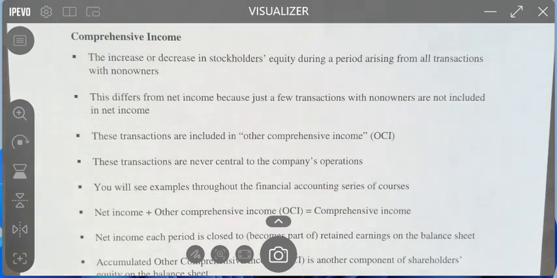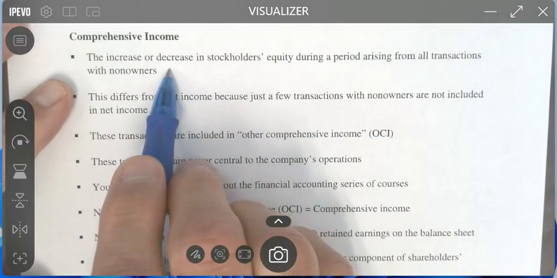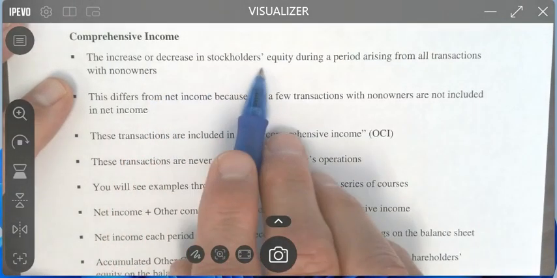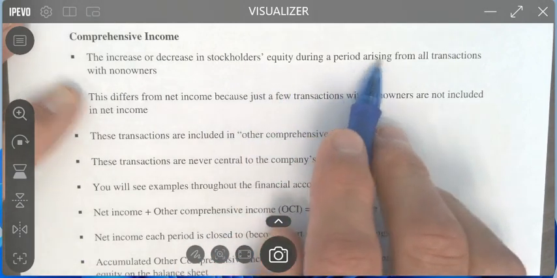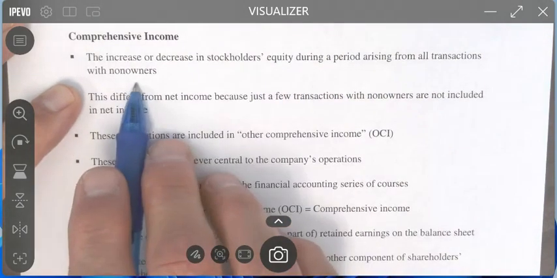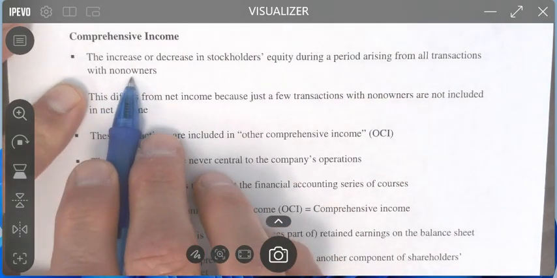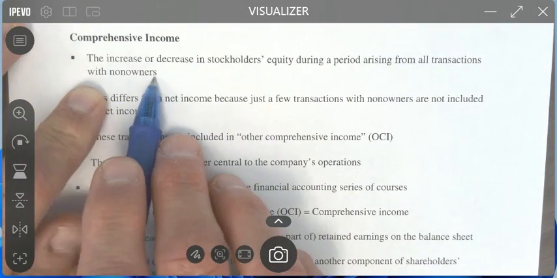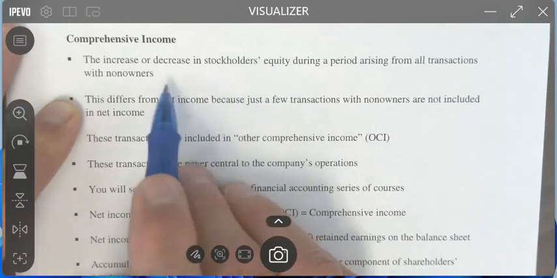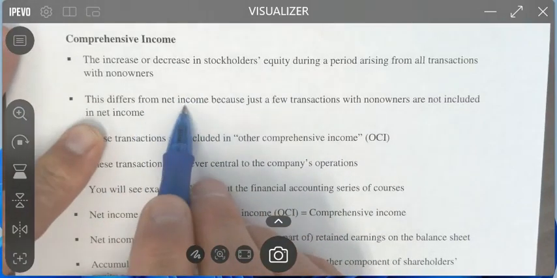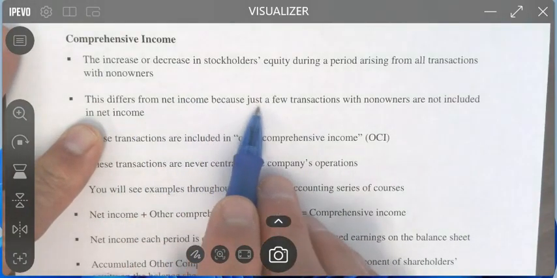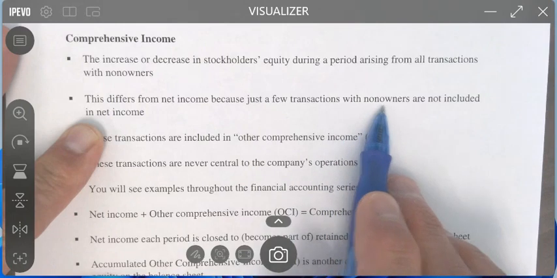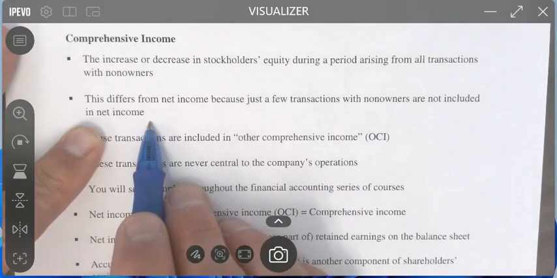And welcome to a video on comprehensive income. Comprehensive income is the increase or decrease in shareholders' equity during a period of time arising from all transactions with non-owners. Okay, so you're probably thinking, well, didn't we just learn that? Isn't that net income? Well, net income is a huge part of it, but it differs from net income because just a few transactions with non-owners are not included in net income.